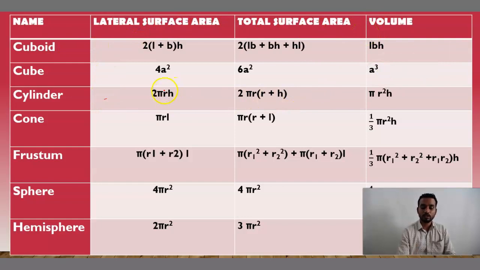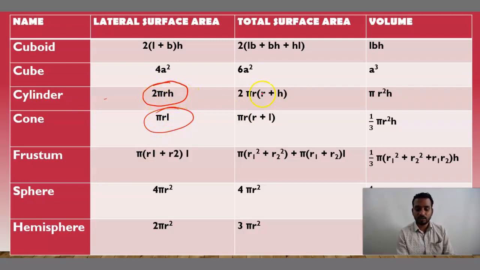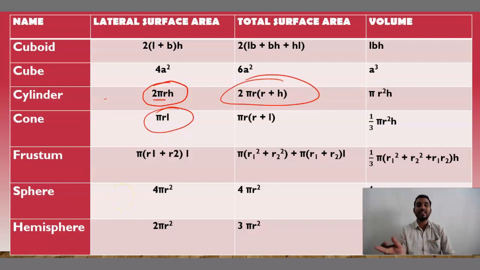See here children, what is lateral surface area? 2 into pi into r into h, we call that 2 pi r h. Whether you see a cylinder or a cone, both have these letters. Total surface area, if you want, you write the first 3 letters, 2 pi r, you don't write the last letter, and you add the last 2 terms. It means 2 pi r into (r plus h).